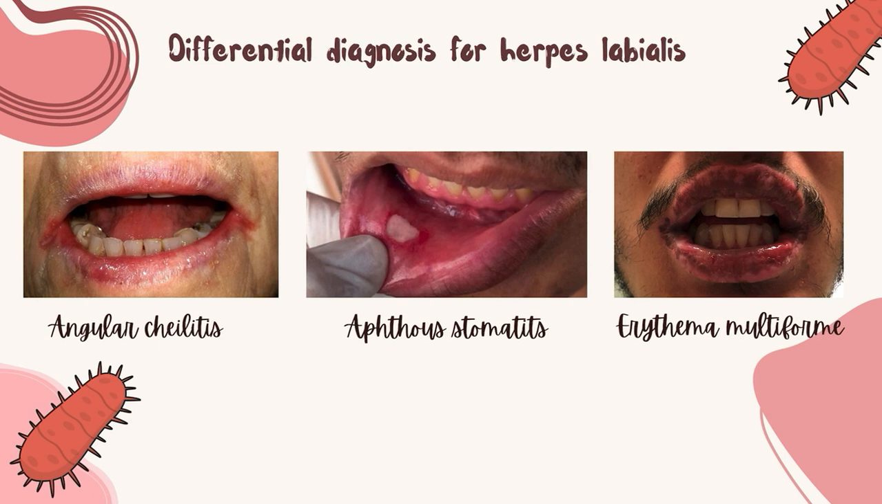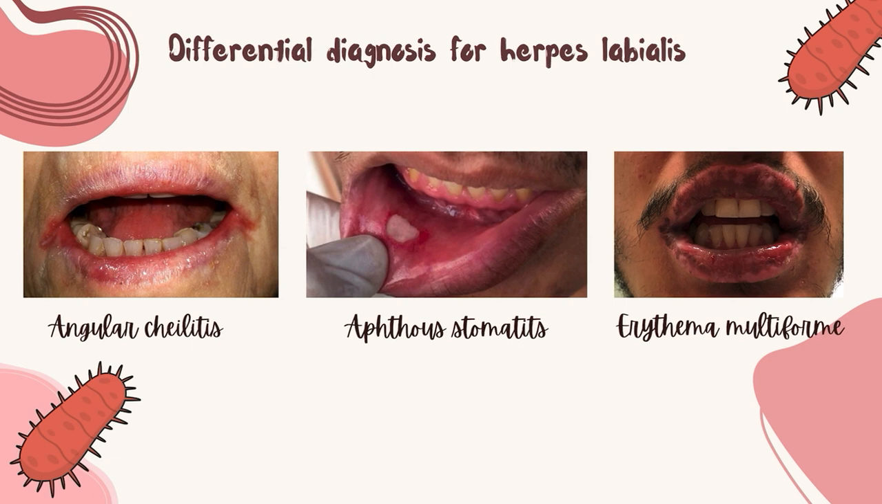Aphthostomatitis. These are painful, shallow ulcers that can occur on non-keratinized mucosa and on lips. They are not typically preceded by vesicles and are often idiopathic. Erythema multiforme major. A more severe inflammatory condition commonly involving lips and typically presents with target-shaped lesions and systemic symptoms.